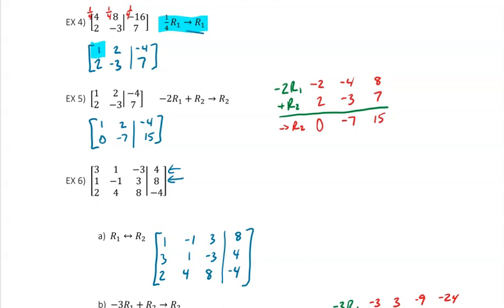And the way we did that was we had a 4 there, and so we multiplied it by 1/4. Or you can think of it as dividing by 4. Because any number divided by itself is just 1. So if we wanted to turn that 4 into a 1, we just divided it by 4. Divide it by itself.